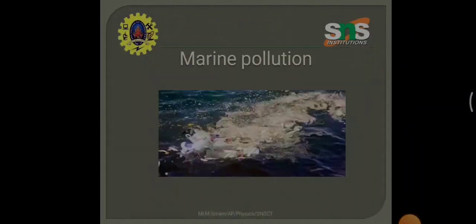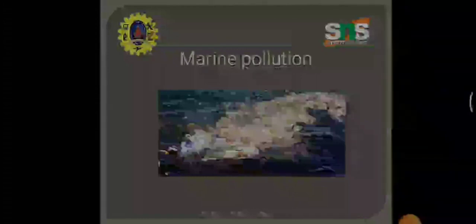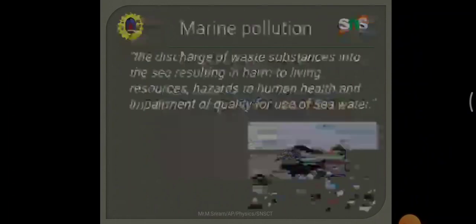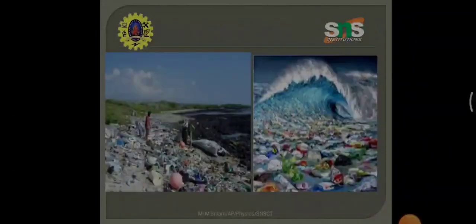So already we know that marine pollution is defined as the discharge of waste substances into the sea, resulting in harm to living resources, hazards to human health and to fishery, and impairment of quality for use of seawater. So marine pollution is associated with changes in physical, chemical, and biological conditions of the seawater.